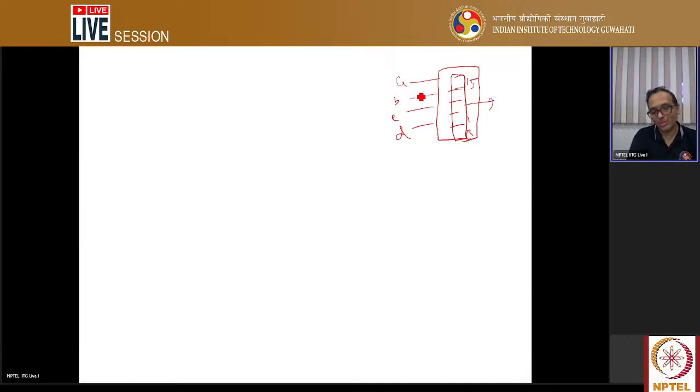So say suppose A, B, C, D is 0, 0, 0, 0. Now what will you store here? What will be the corresponding output when the value of A, B, C, D is all 0? So let's say the output is 1. So you'll store 1 in this location. Now suppose A, B, C, D value is 0, 0, 0, 1.